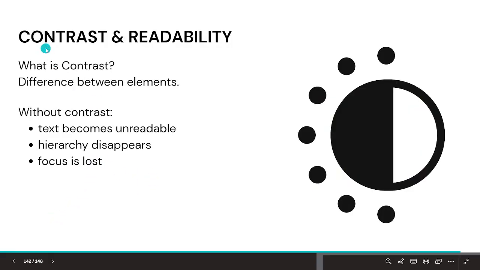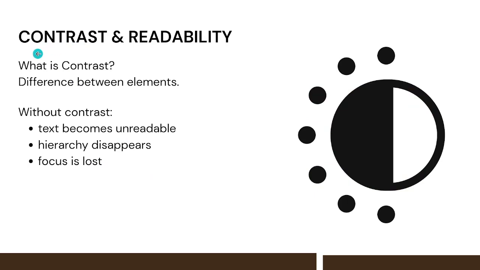And what do we understand by contrast and readability? In some of the previous videos, we've discussed contrast at length, and I'm taking this again. What is contrast? Contrast is the difference or variation between elements. Without contrast, our text will become unreadable, hierarchy disappears, and focus is lost. So contrast helps us to make our text readable, it helps us to ensure hierarchy, and it helps our audience to focus on what is important in the design.